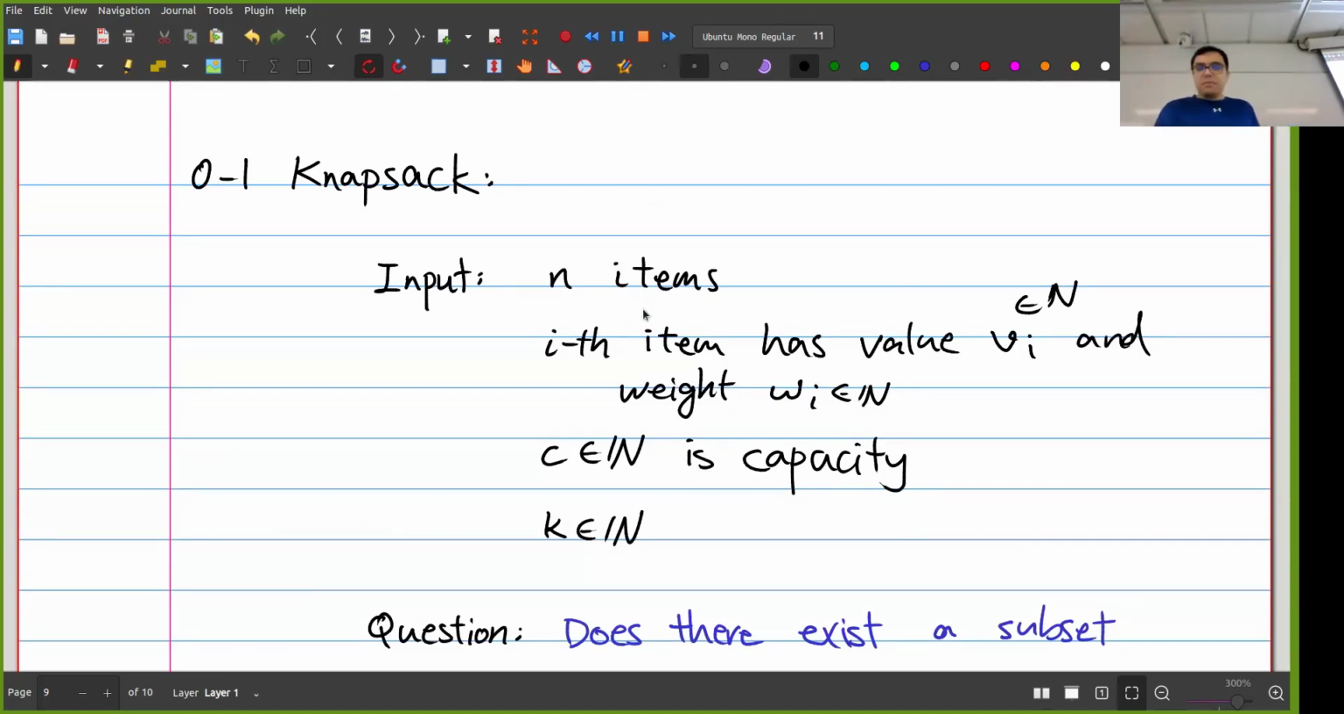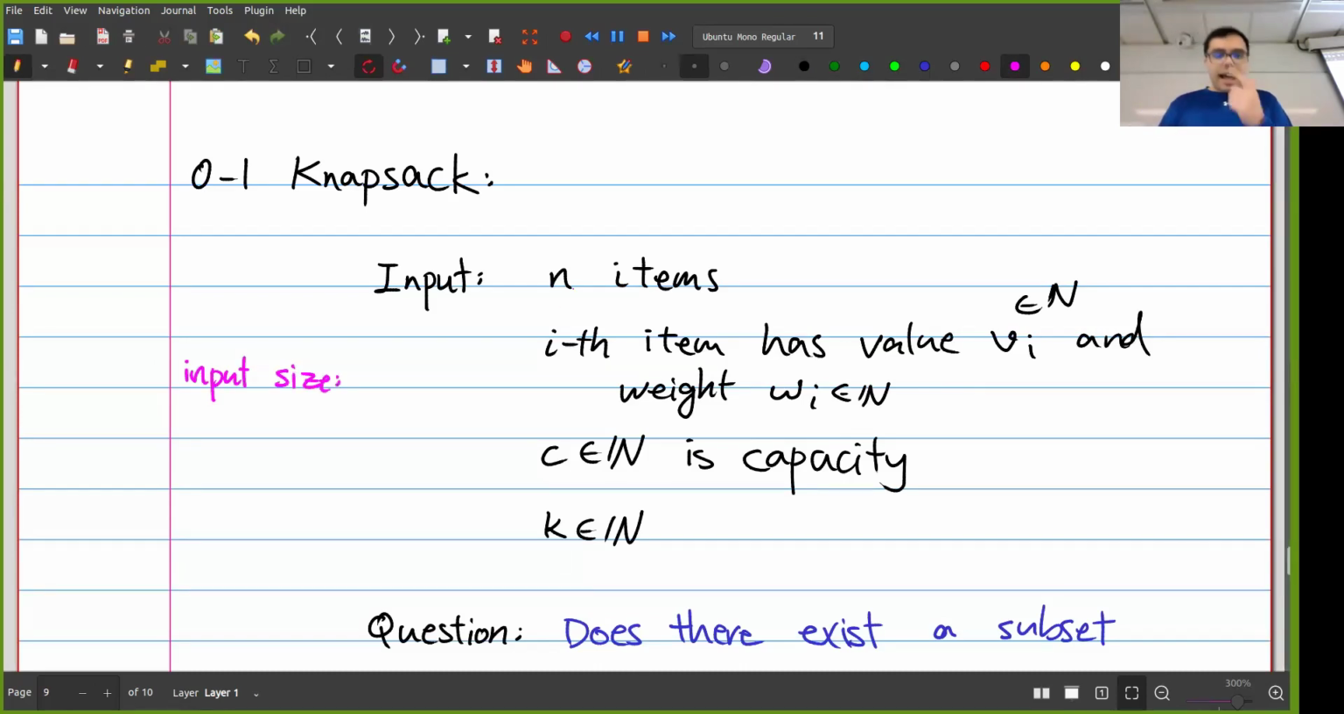For every item, of course, I have to write its value and its weight, right? But then when I write this capacity C, I'm going to write it in binary, right? So it's going to take only log C bits to write C in binary. The same thing happens with K. It's only going to take log K bits to write this in binary. So what is my input size? My input size here is this.